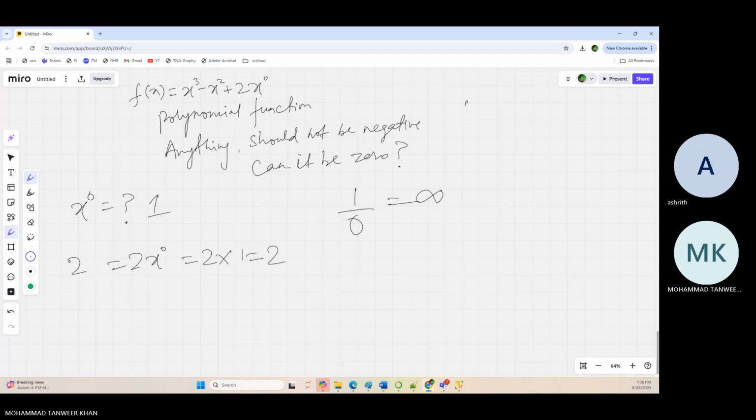Now a quick test. f(x) equals 5. This is which function? It's a constant function. f(x) equals 3x plus 2. Is it a polynomial function? Polynomial. What is the power of x here? 1. And for the constant 2, you can write it as 2 into x to the power 0. Yes, sir. So the power of x is 0. Got it? Yes.